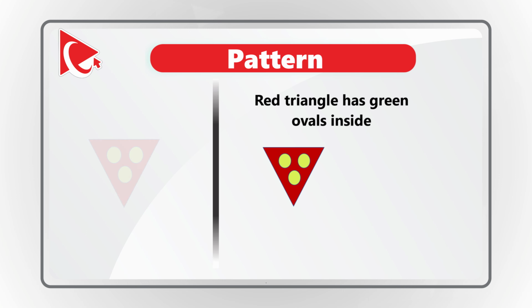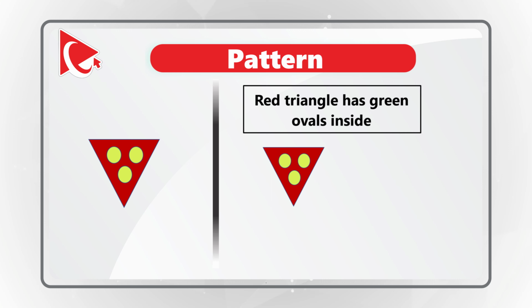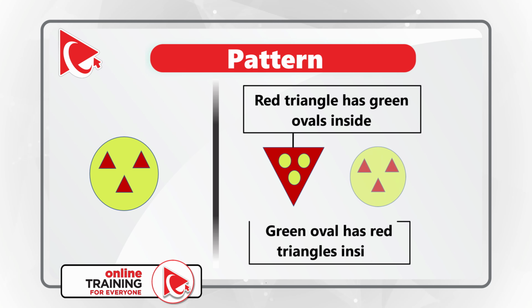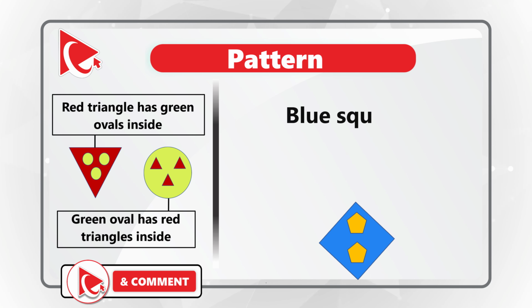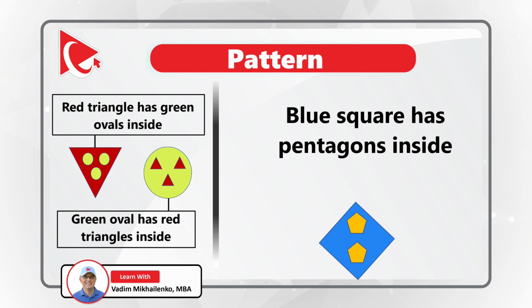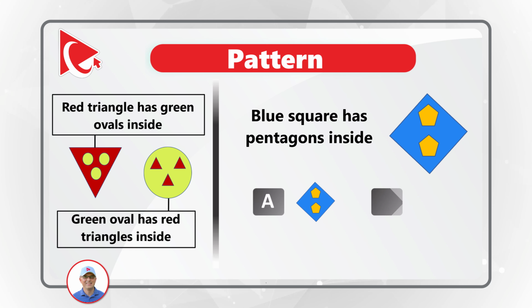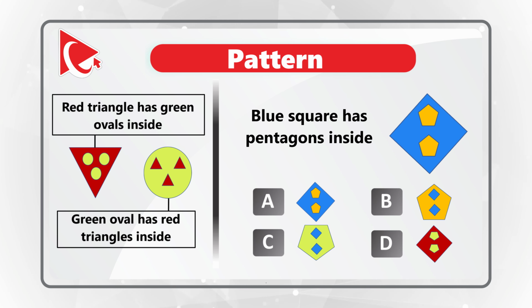If you look closely at the relationship presented in this question, you see that the red triangle has green ovals inside, and it has a relationship to green oval that has red triangles inside. Knowing this, we need to determine relationship of the blue square that has pentagons inside to one of 4 shapes presented in possible answers. Do you see it now?